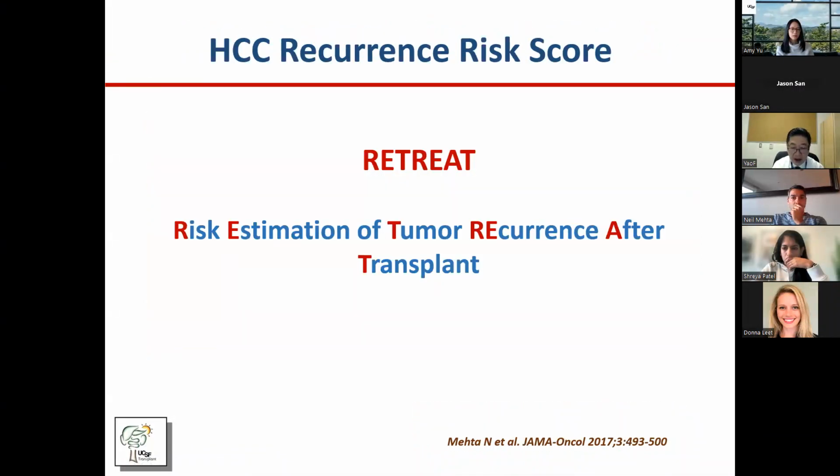So we have developed and validated a risk score we call the RETREAT score. This is a multi-center study involving UCSF and the two Mayo Clinics, based on more than 1,000 patients. My only contribution to the study was to come up with the name RETREAT, which stands for Risk Estimation of Tumor Recurrence After Transplant.